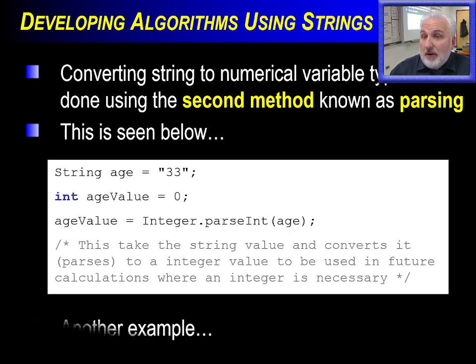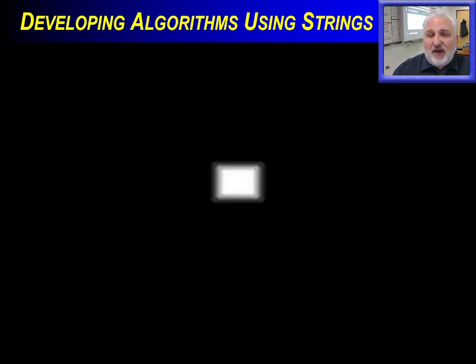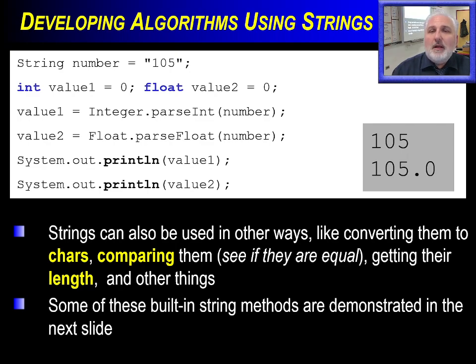Converting strings to numerical types would involve a method known as parsing. So here you can see an example of that in Java code, where we're taking the Integer class and parsing age, which is a string, into an integer called age value. Here's another example of parsing into both an integer and a float. You can parse into doubles and other numerical data types.